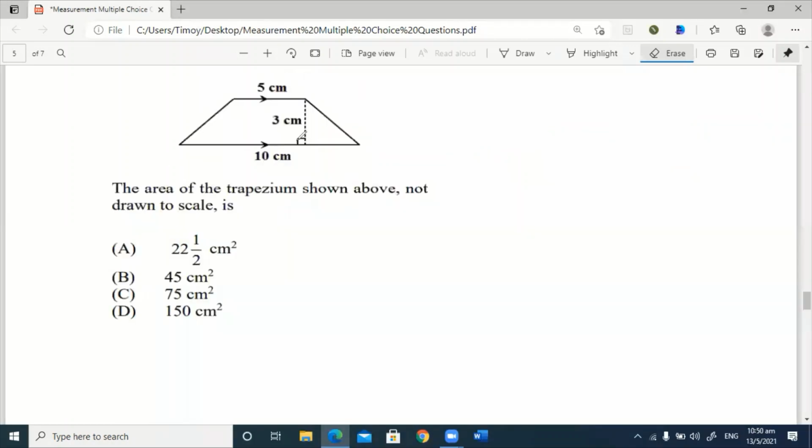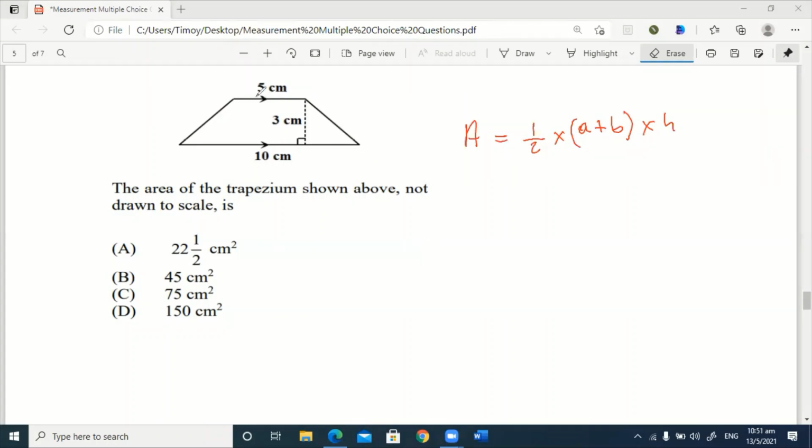And here we are given a trapezium, and we are asked the area of the trapezium shown above, not drawn to scale. How do you find the area of a trapezium? The area of a trapezium is equal to 1/2 times the sum of the parallel lengths, which is going to be A plus B in this case, times the height, right?